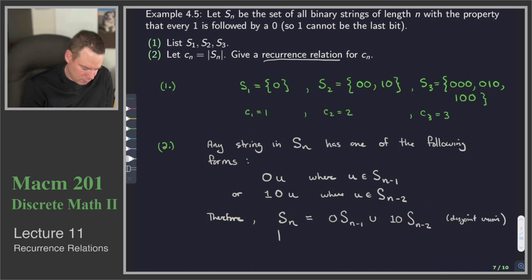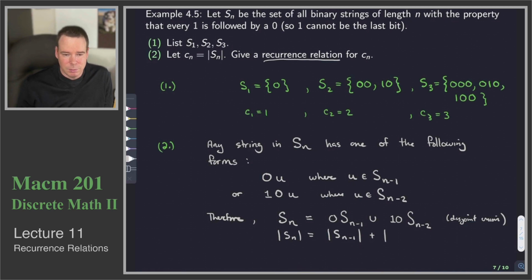So what that means is if I go to take the size of these sets, it's just the sum of the size of these sets. But what is the size of 0 appended to the front of any element of S sub n minus 1? Well, all we did was just take all of S sub n minus 1 and stick a 0 in front of every element. So we haven't changed the size of that set. So it's still equal to the size of that, plus, and again, what did we get for the next set?